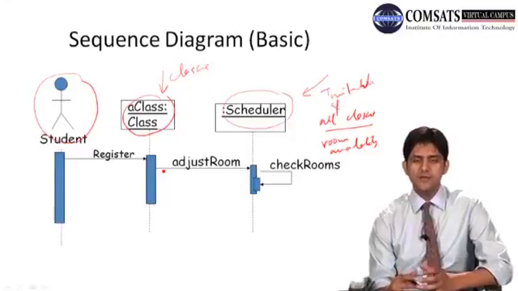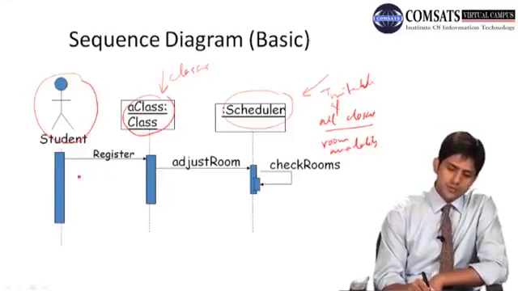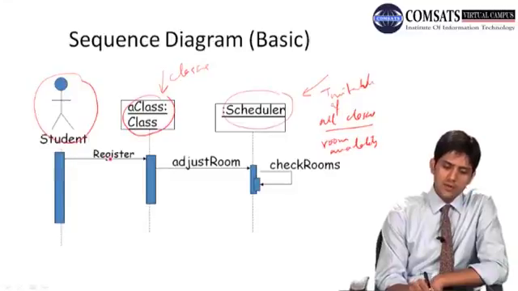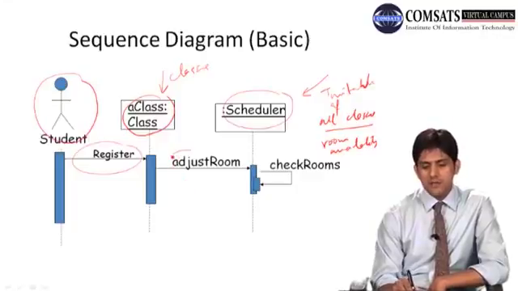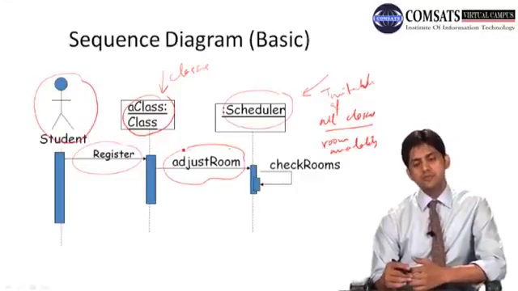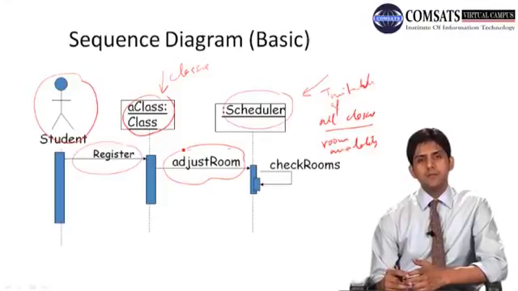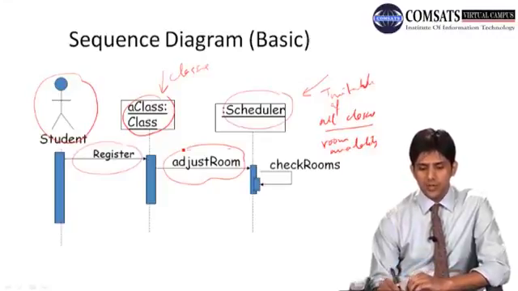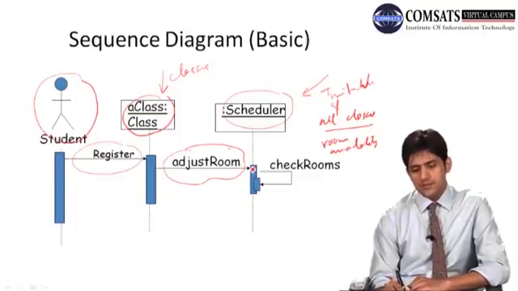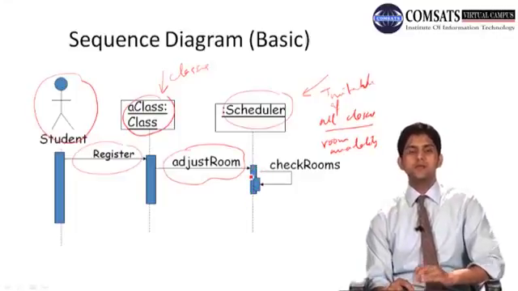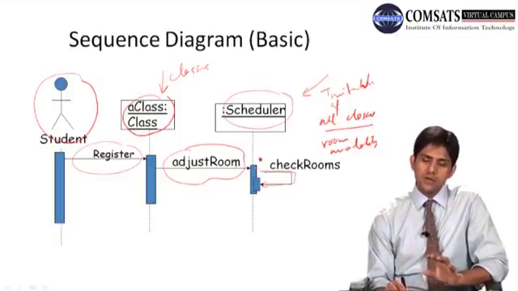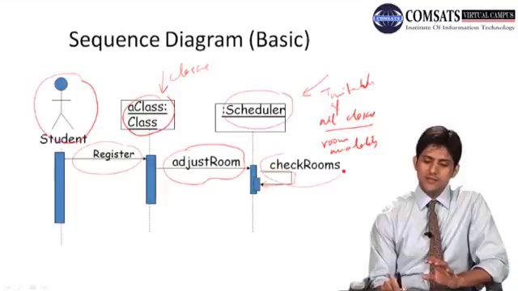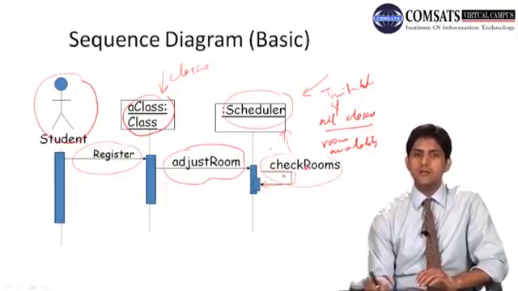So this scenario is basically registering a course. The student tells the class that he wants to register for a particular class. Then this class sends a request of adjust room to the scheduler. When it comes to the scheduler, the scheduler is checking whether the room is available. If that is the case, there is a self call here. The timetable is checking on its own whether something is available or not, and the data is within this scheduler, so it does not need to interact with any other class.